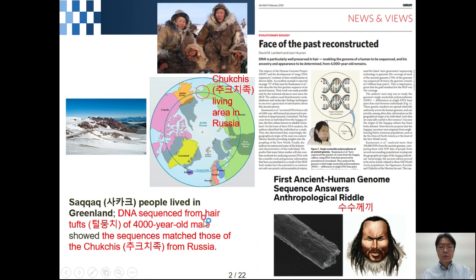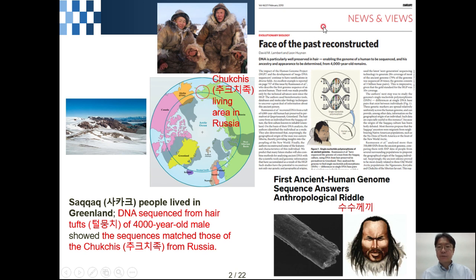4,000 years ago, the Saqqaq people lived in Greenland. This is Greenland, and a man was buried under the snow. 4,000 years later, scientists found hair tufts under the snow and did DNA sequencing.